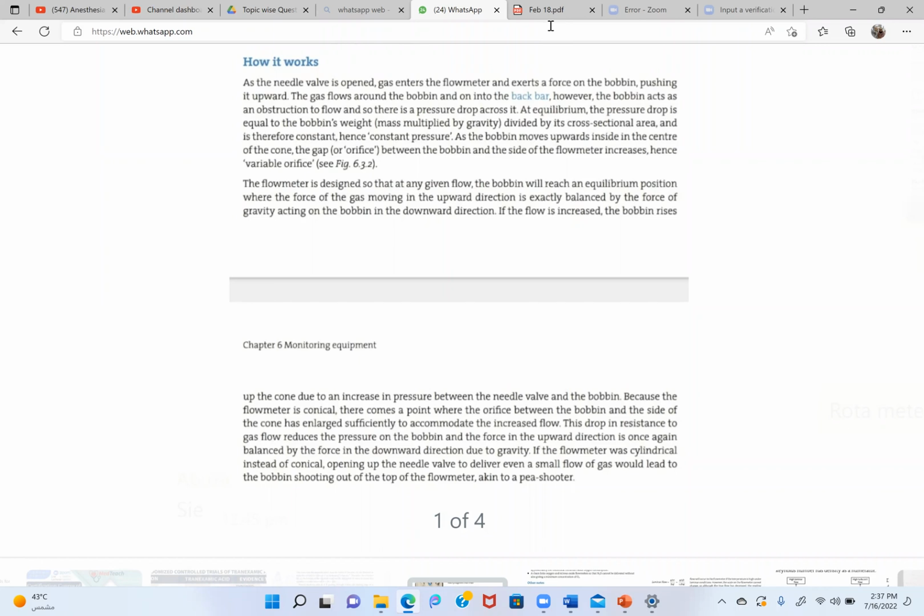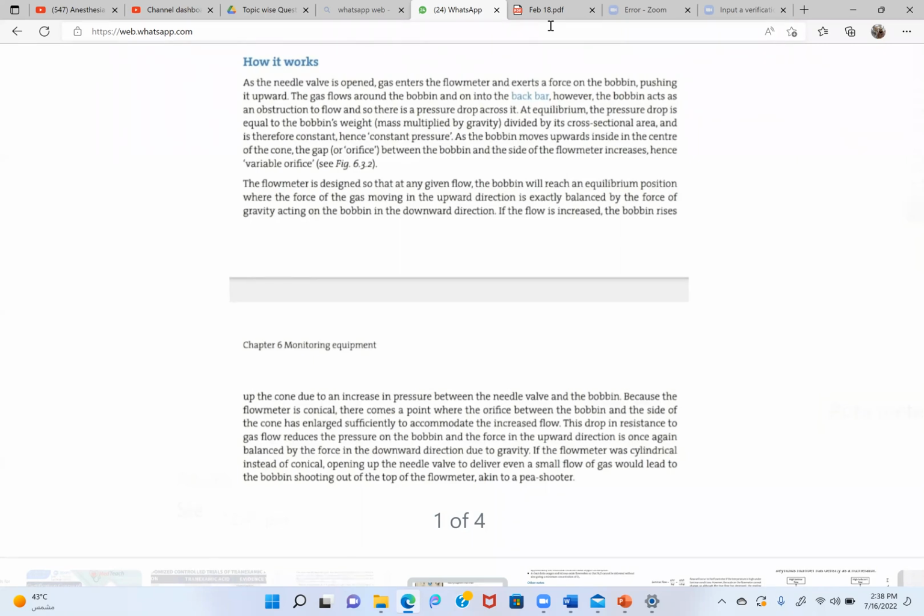The flow meter is designed so that at any given flow, the bobbin will reach an equilibrium position, where the force of gas moving in the upward direction is exactly balanced by the force of gravity acting on the bobbin in the downward direction. Force is pushing the bobbin up and gravity is pushing it down. If the flow is increased, the bobbin rises up the cone due to an increase in pressure between the needle valve and the bobbin.